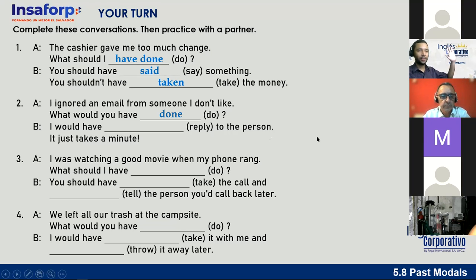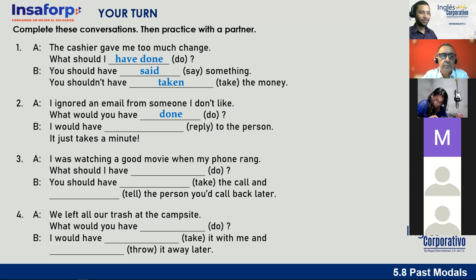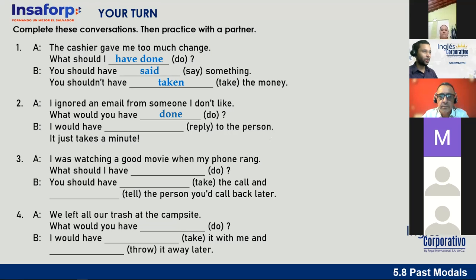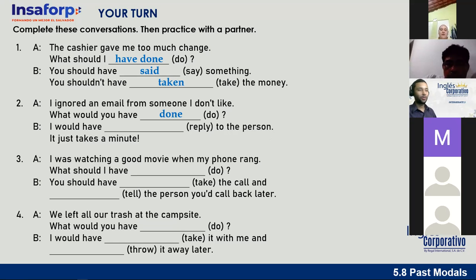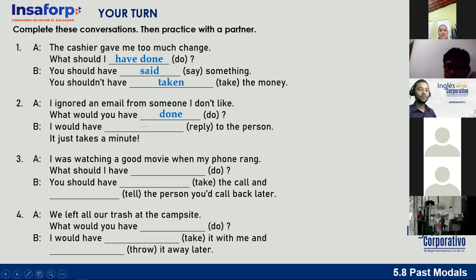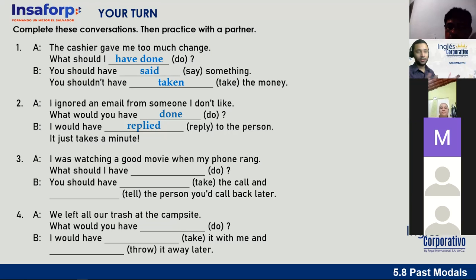Thank you, Natalie. I need a volunteer for part B, 2B, please. To be or not to be? That's the question. Okay, so 2B. Only one word. Okay, Jenny. And then Luis for number 3. So I could have replied to the person. It just takes a minute. Thank you. I would have replied to the person. It just takes a minute. Good. Thank you very much.